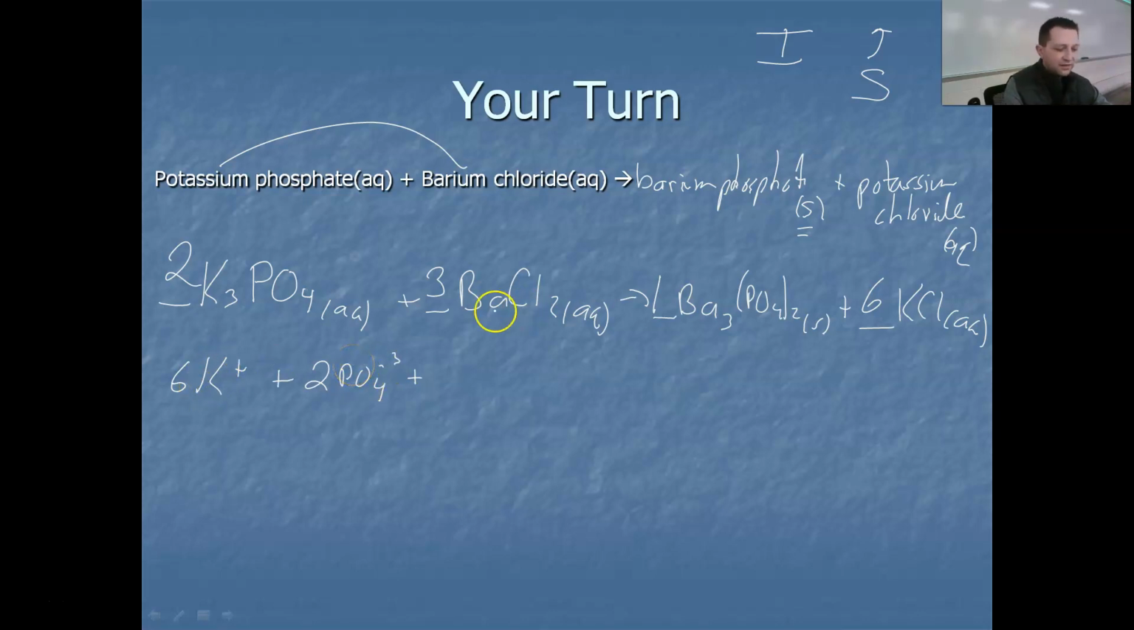All right, let's do the same thing here. How many bariums should we have? It's 3. And how many chlorides should we have? It's 6.